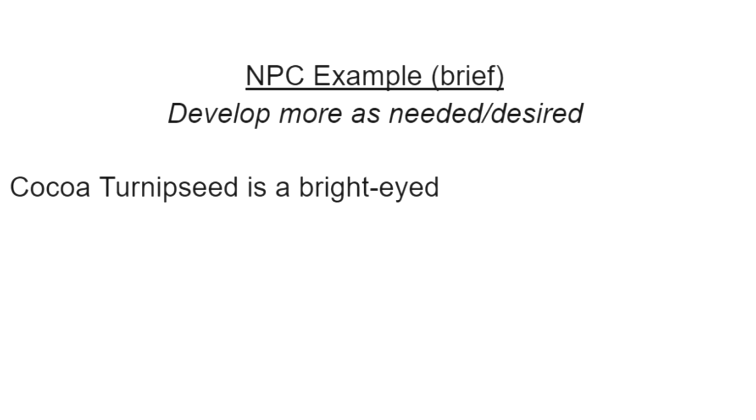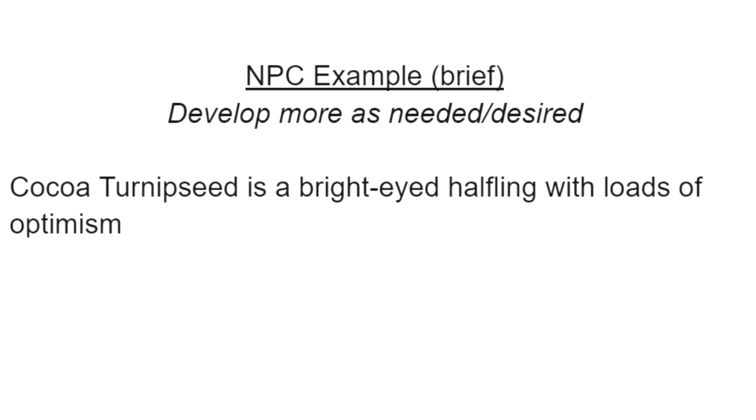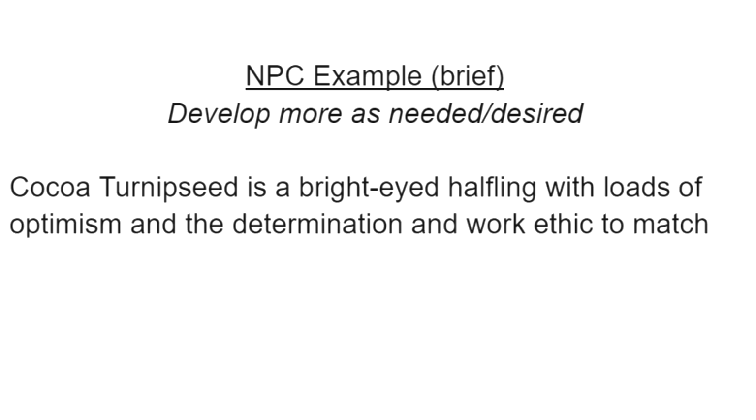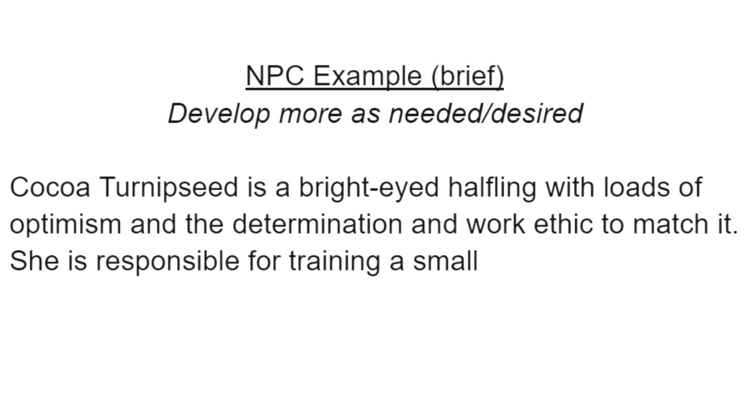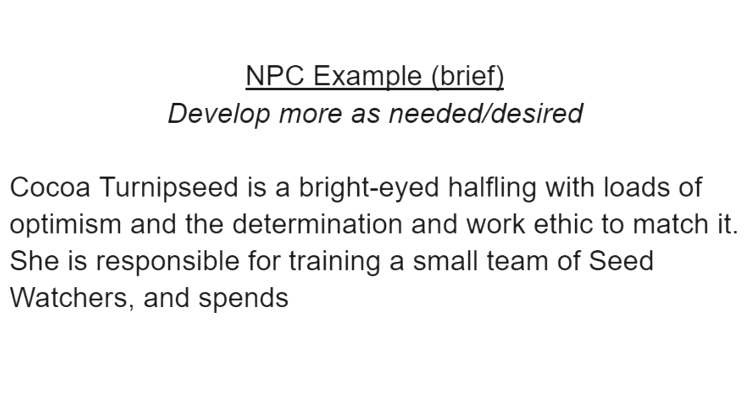And coming up with NPCs, you can start off fairly basic and just have a general description of the NPC, and as needed, fill in more details. So here's a short example for the Lunar Wardens. Coco Turnipseed is a bright-eyed halfling with loads of optimism and the determination and work ethic to match it. She is responsible for training a small team of seed watchers, though she spends most of her time caring for animals. So just like that, just 2 to 3 sentences is a great starting point, and you can always come up with more when you need it.